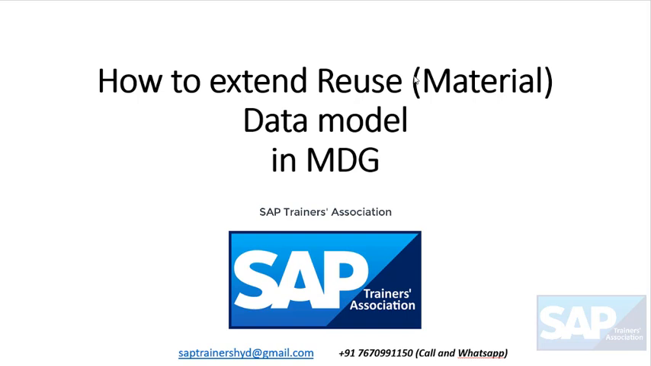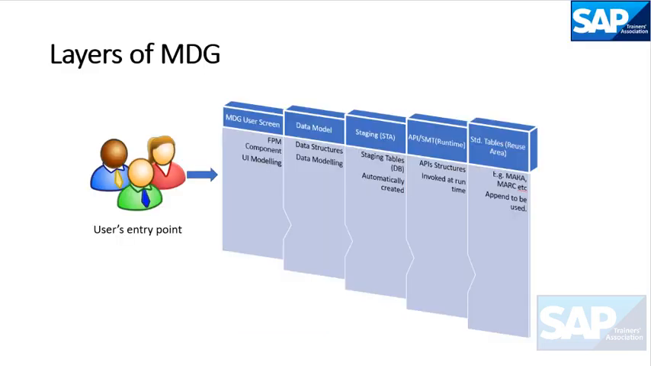So for this session, we'll be taking an example of material, and in the next video, we might do customer, finance, and other data models. So let's understand what the layers of MDG are. We need to know the layers because these are the layers through which the data will pass, and we will have to enhance all these layers so that data can pass from the user screen to the backend tables, that is the Mara table in our case.